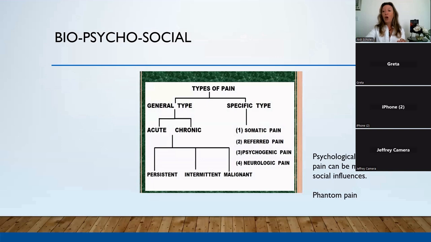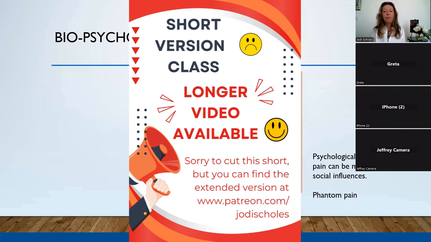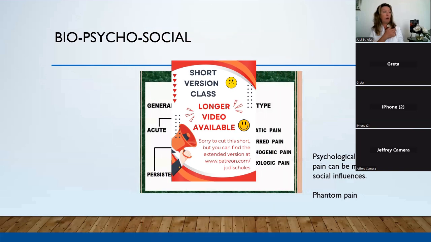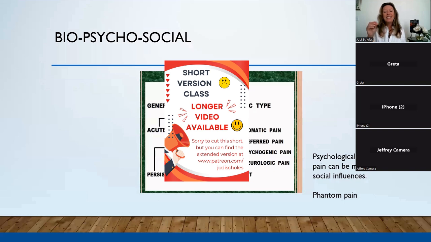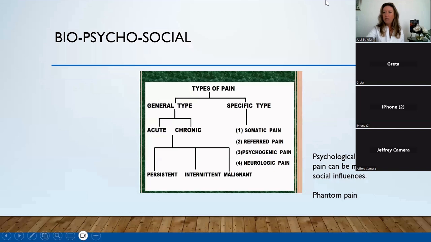Oh, I wanted to touch on the types of pain. We've got general pain, and then we've got specific pain. We've got acute and chronic. This is a chart that's about pain. So somatic pain is pain in the body. Referred pain is, oh, I press here and I feel it someplace else. And this psychogenic pain, that's not actually really a word anymore.